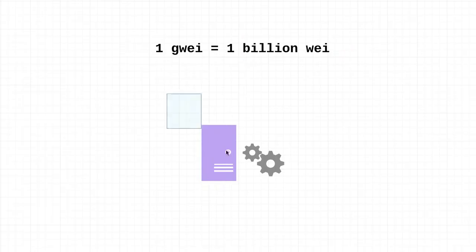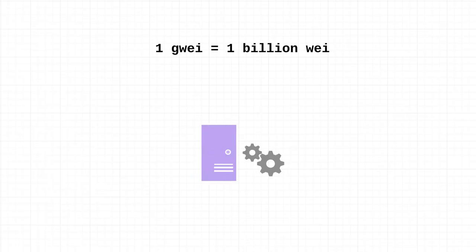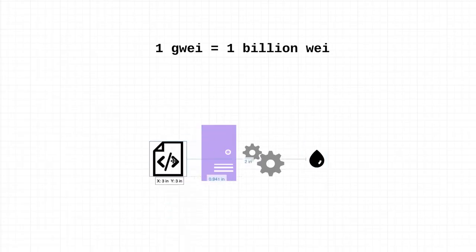So back to this gas situation here. Now, I know at the beginning of the tutorial, what I said is that in simple terms, gas is really just a fee required to send transactions on the Ethereum network. Now, more technically, gas is the unit that allows us to measure the amount of work required to execute some code on the Ethereum network.